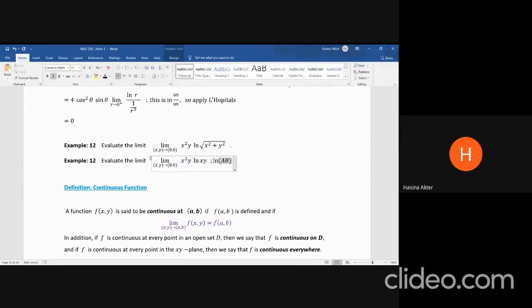How can I separate them? The formula ln a plus ln b will be applied twice. So what do you get here? x square y ln x plus x square ln y. No, you didn't get my point. By substitution. ln x plus ln y. No, ln x plus ln y.